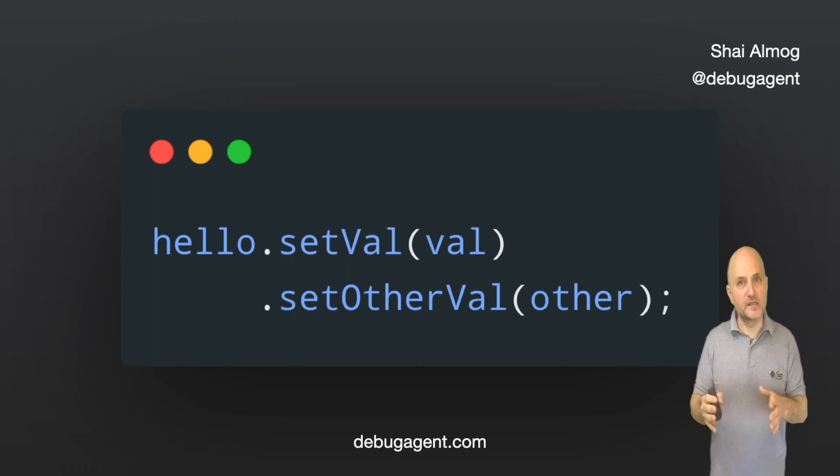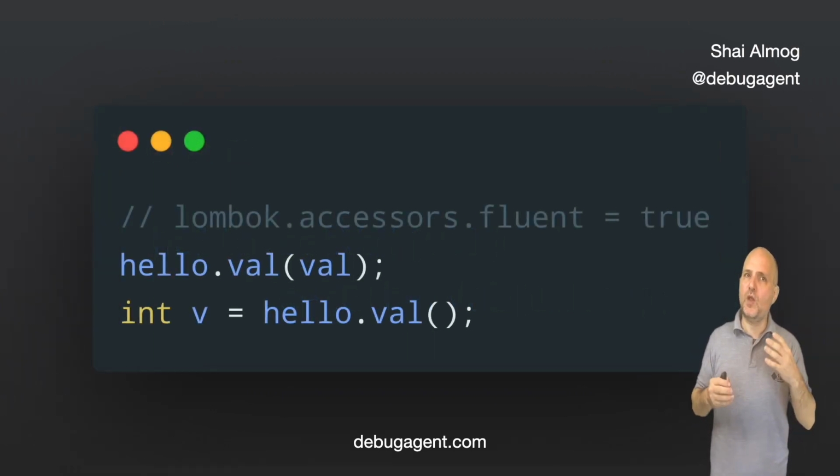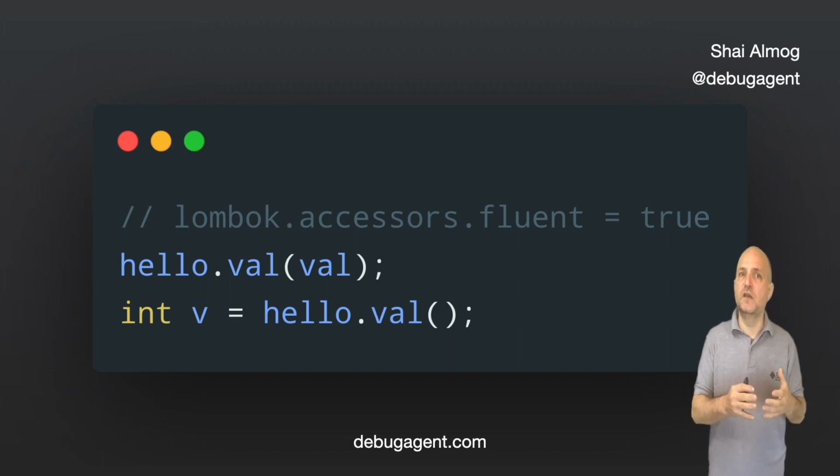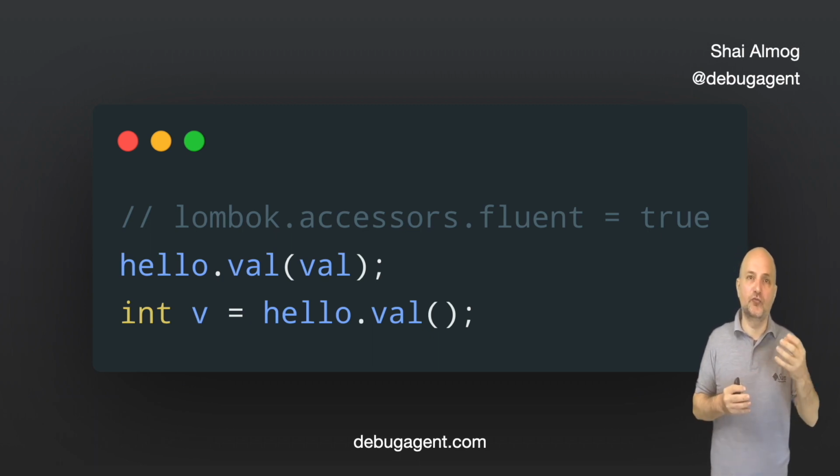This is nice, but there are even better ways. When we set accessors to fluent, we get a syntax that more closely resembles the one used in records, with the addition of a setter method.